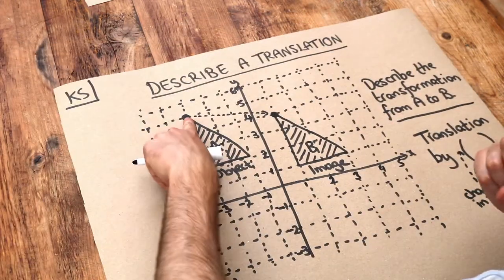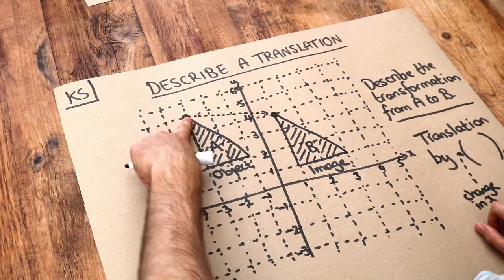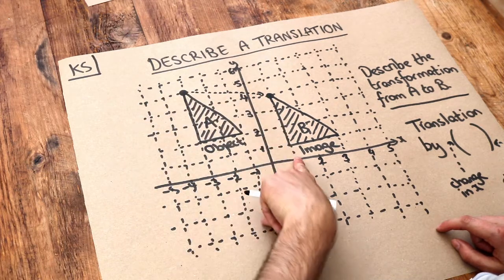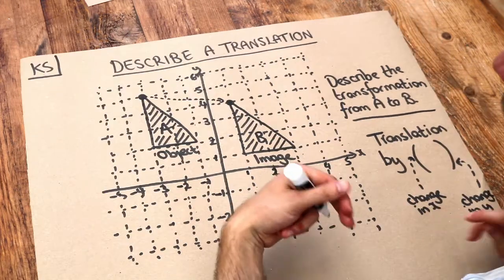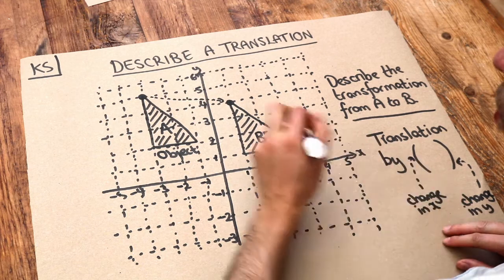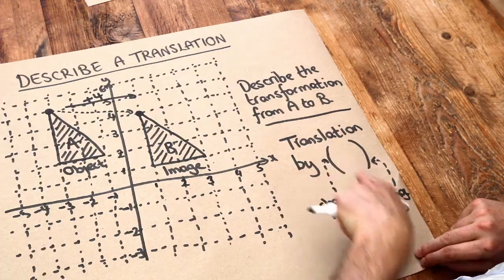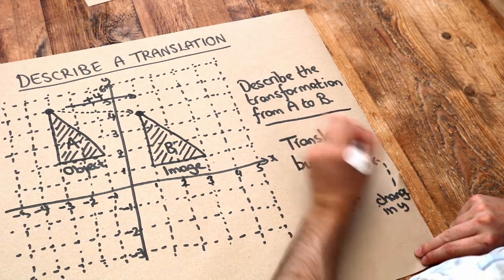Now what has the x value changed by to get from here to here? Well, can you see the x value has gone up from -3 to 1. We can see that the x value has increased by 4. And therefore, for this change in x number at the top, we put a 4.